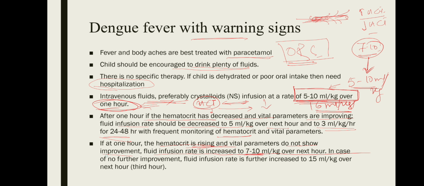If the child improves after 1 hour and the hematocrit decreases, then we again shift to 5 ml per kg, and after that 3 ml per kg after 1 hour, and then continue for 24 to 48 hours. Or if the hematocrit is not decreasing, then we go for a fluid infusion rate of 15 ml per kg over the next 1 hour, that means the third hour, and we treat the patient as severe dengue with compensatory shock.